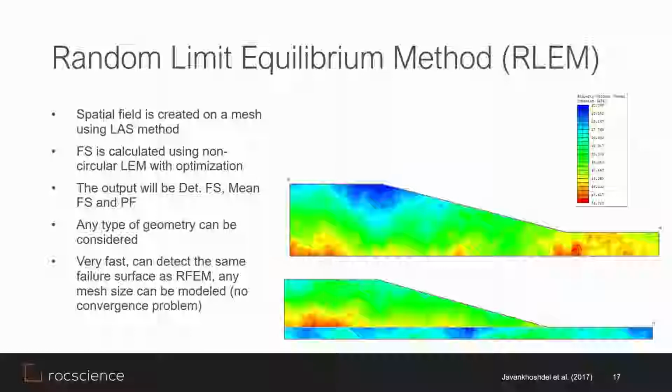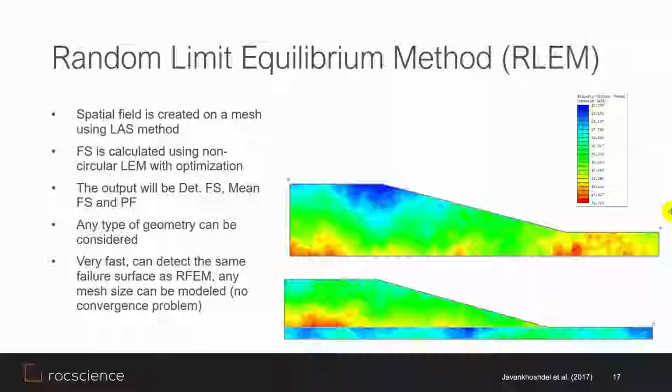As we explained before, for random limit equilibrium method analysis, we create a spatial field on a mesh using local average subdivision method. Factor of safety is then calculated using non-circular limit equilibrium method with optimization. The output parameters in this method will be deterministic factor of safety, mean factor of safety, and probability of failure. Any type of geometry, any mesh size, and any spatial correlation length can be handled using this method.